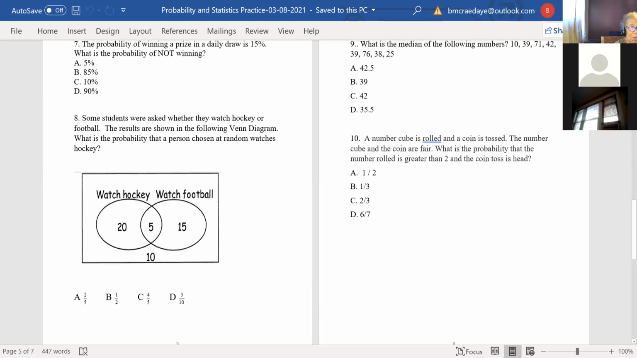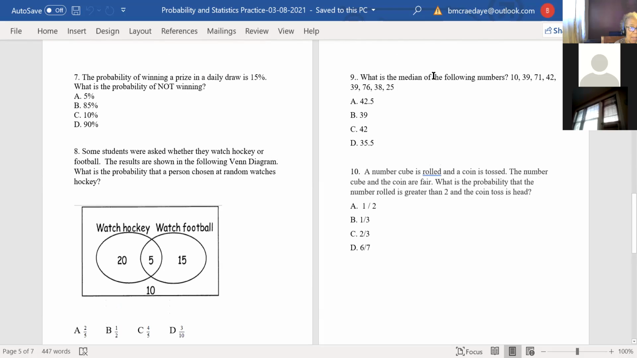And let's see, number 9. How do you find the median of a set of numbers? What do you have to do first, Maureen? You have to put them in order, from least to the greatest. Or you could put them from greatest to least. And if it's an odd set, it's one number in the middle. If it's even, you average the 2 numbers in the middle, right? So you can do that for number 9.